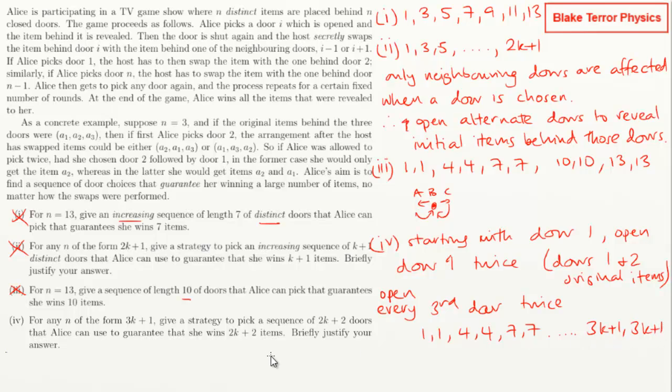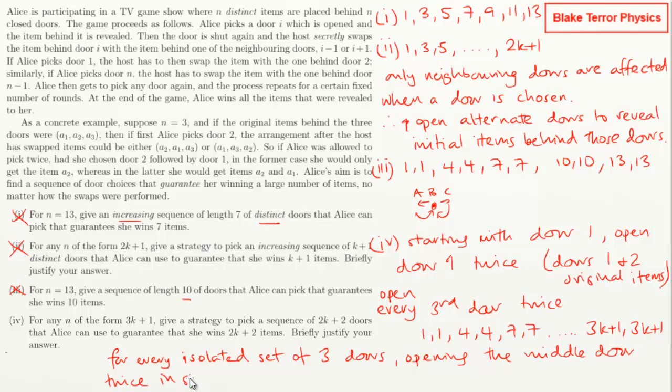And this works because for every isolated, let's say isolated set of 3 doors, opening the middle door twice in succession will reveal 2 different items.